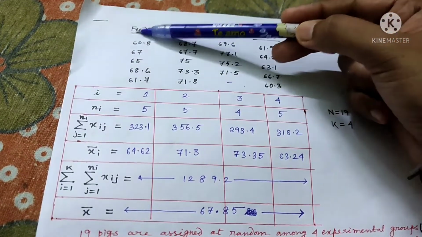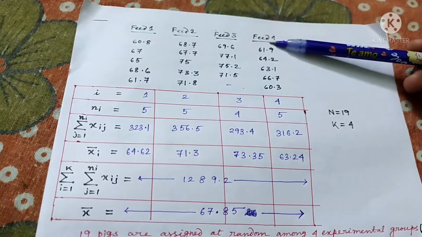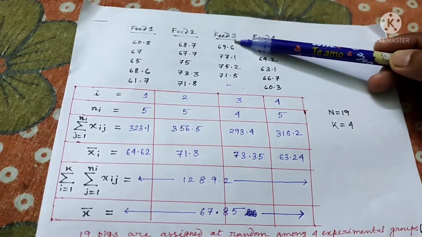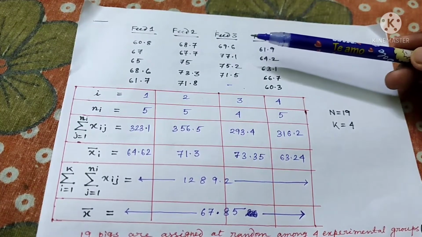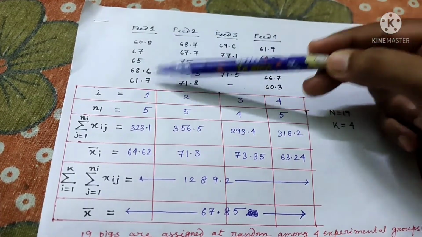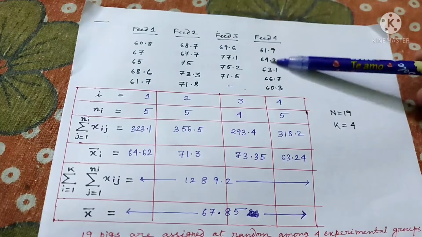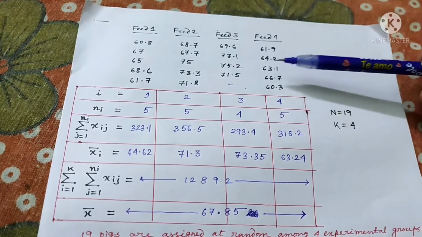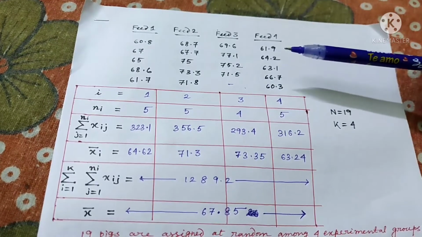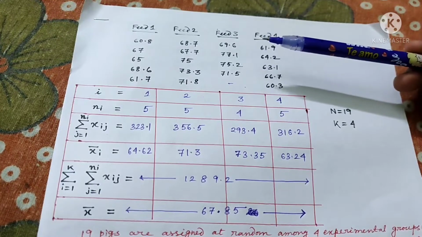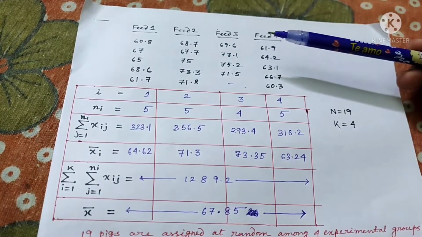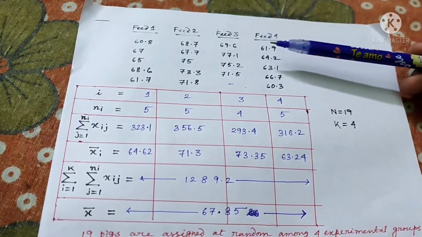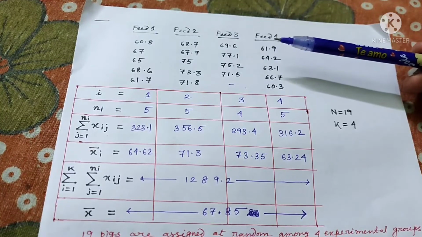In the first, second and fourth groups there are 5 into 3, that means 15 pigs, and in the third group there are 4 pigs, so a total of 19 pigs. These are the body weights of those different pigs, raised on different diets. They are asking if there is any significant effect of these 4 different diets on the body weight of pigs, and you have to justify that by solving the one-way ANOVA.